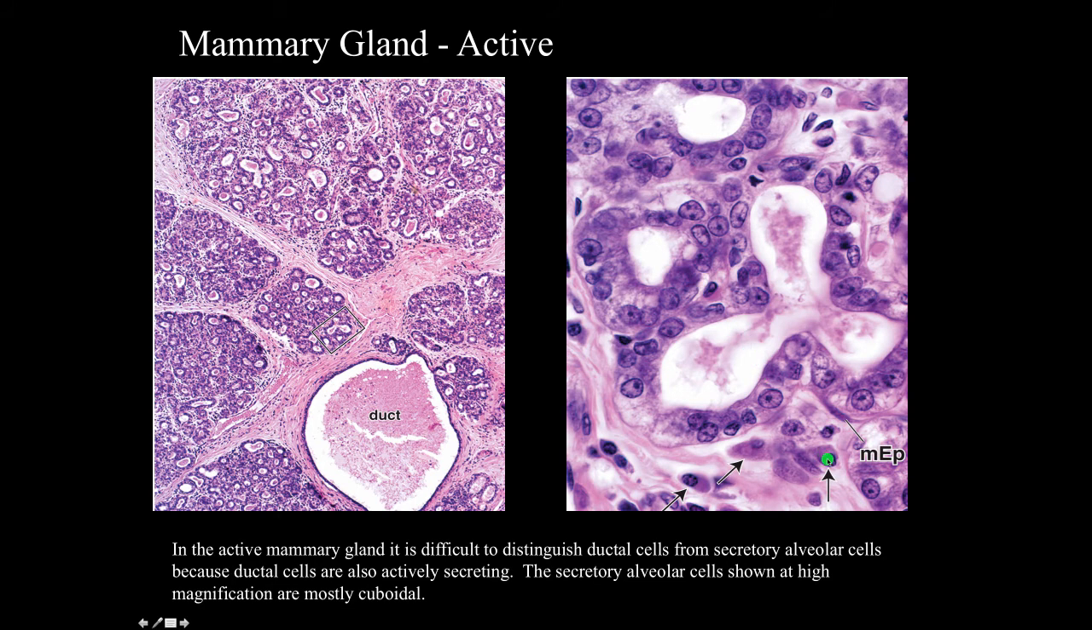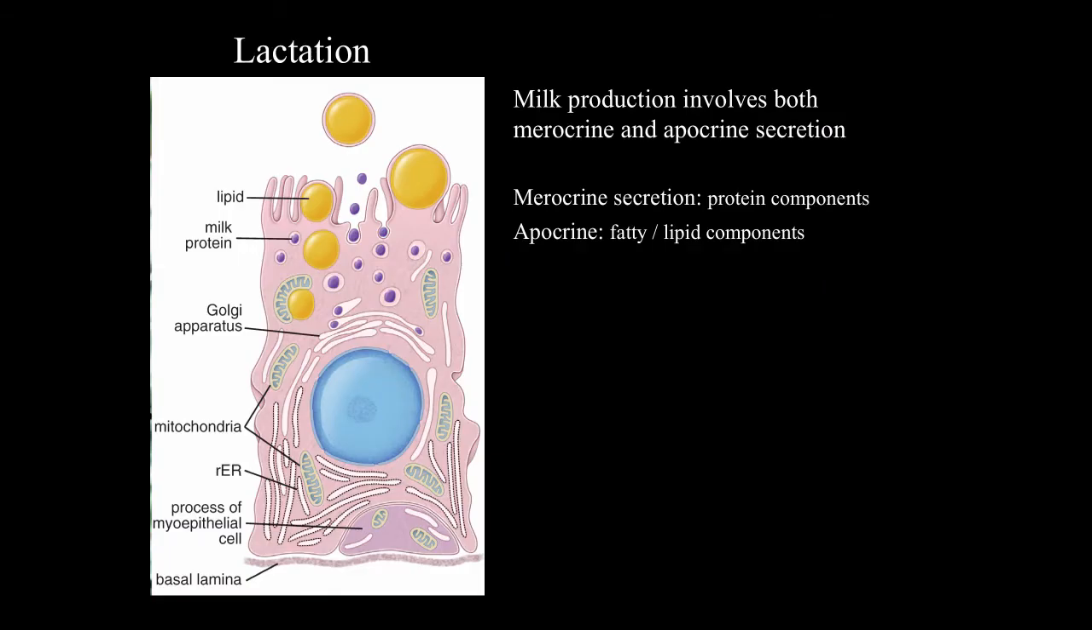Look at here, some nice plasma cells. You'd expect lots of plasma cells as you're going to be secreting a lot of IgA into the mammary secretions. And here's a nice profile of some myoepithelial cells, one here, some here, and again some of this connective tissue around the ductal units. Milk production involves both merocrine and apocrine secretion.